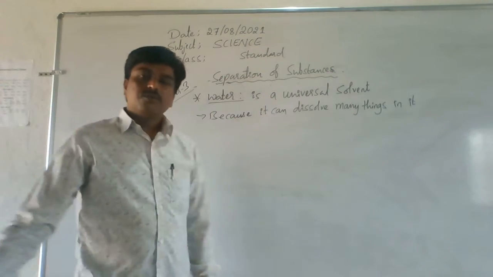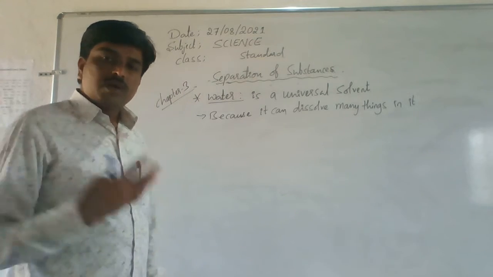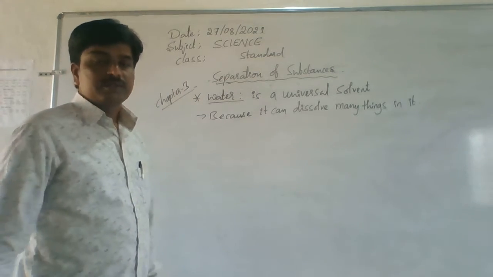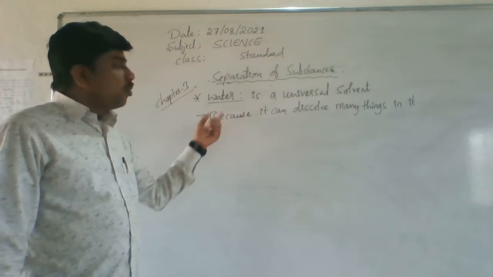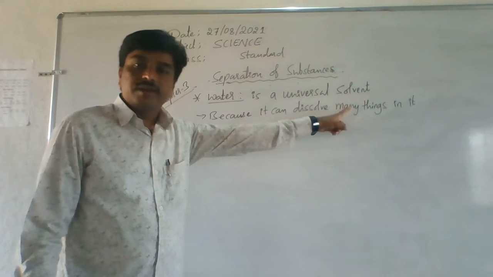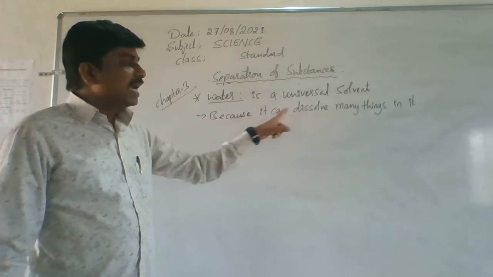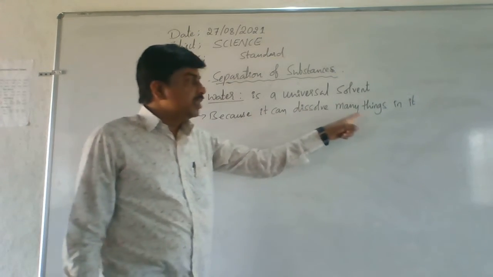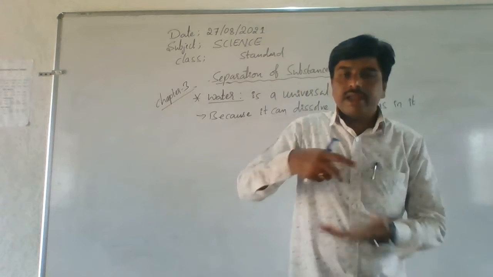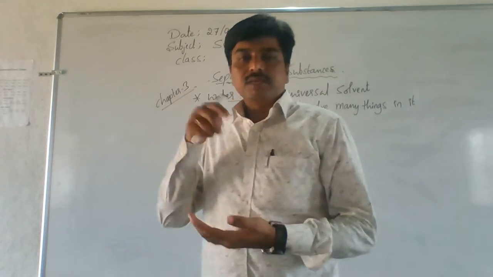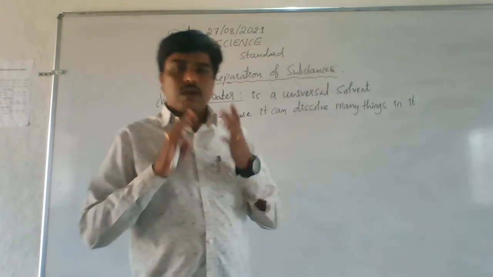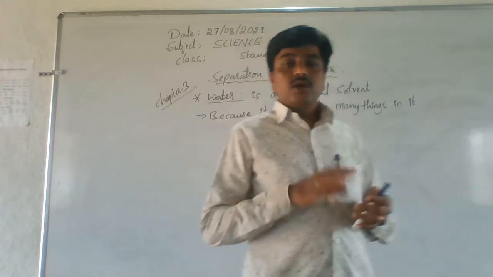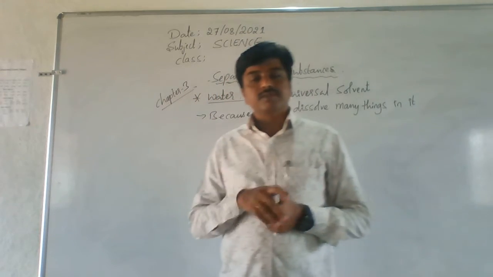Why, sir? For what reason? Why is water called a universal solvent? The reason is that water is called a universal solvent because it can dissolve many things in it. Water can dissolve many things in it. Because of that property, we call water a universal solvent.